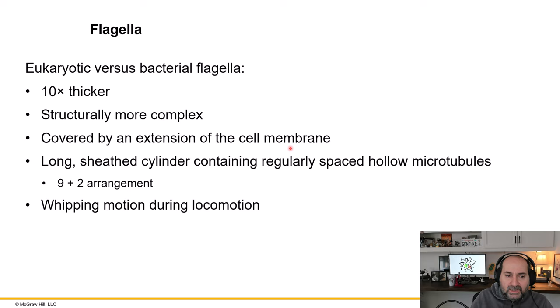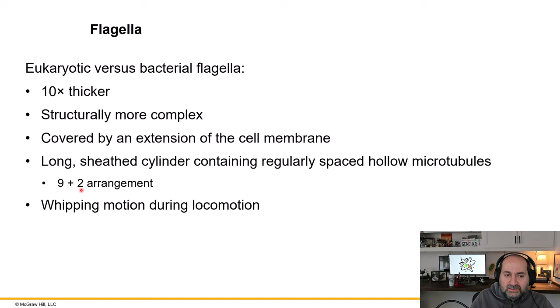Inside of the eukaryotic flagella are hollow microtubules. You may have learned about microtubules, which are a cytoskeletal component, in a previous biology course. Well, there are 9 doublet microtubules surrounding 2 singlet microtubules.